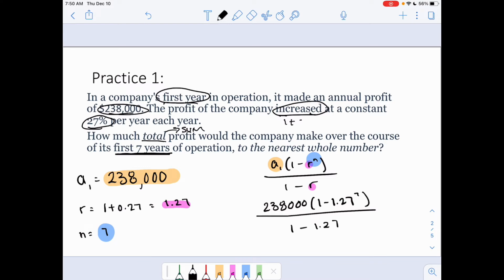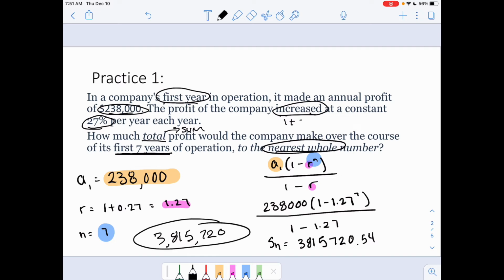When we put that in the calculator, we're going to see that their total profit in their first 7 years of operation is... but they want me to round to the nearest whole number. So my final answer is actually just going to be 3,815,720.